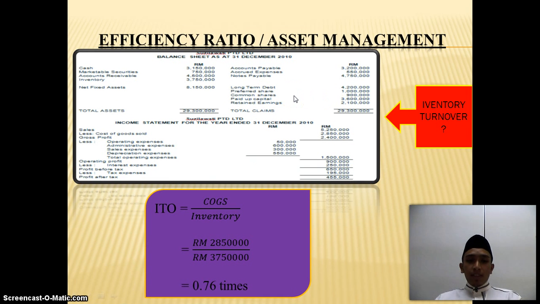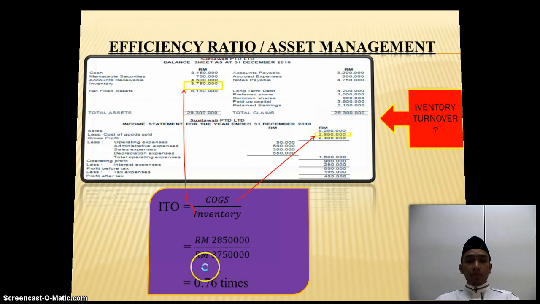Okay, next is the efficiency ratio. Under the efficiency ratio, we have inventory turnover. The formula for inventory turnover is COGS over inventory. The COGS we can get from the comprehensive income statement here, and the inventory we can get from the statement of financial position. So you divide COGS by inventory, and you will get 0.76 times.